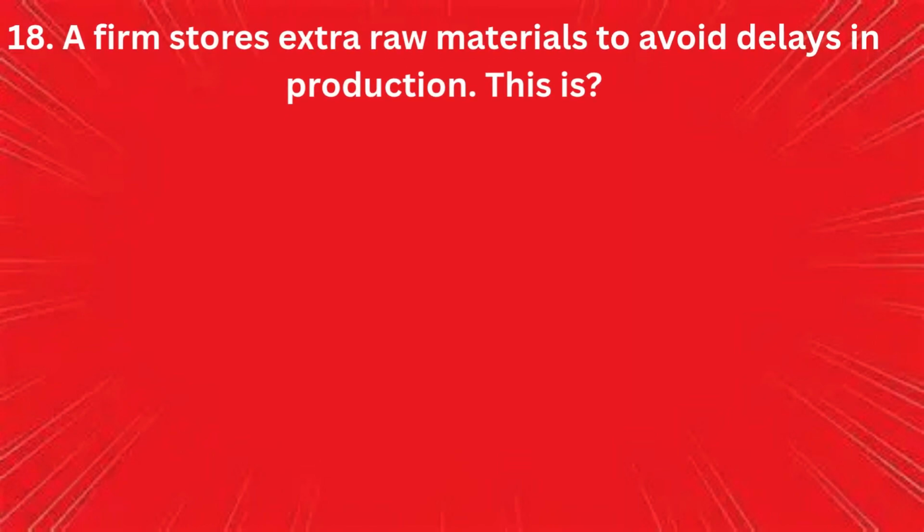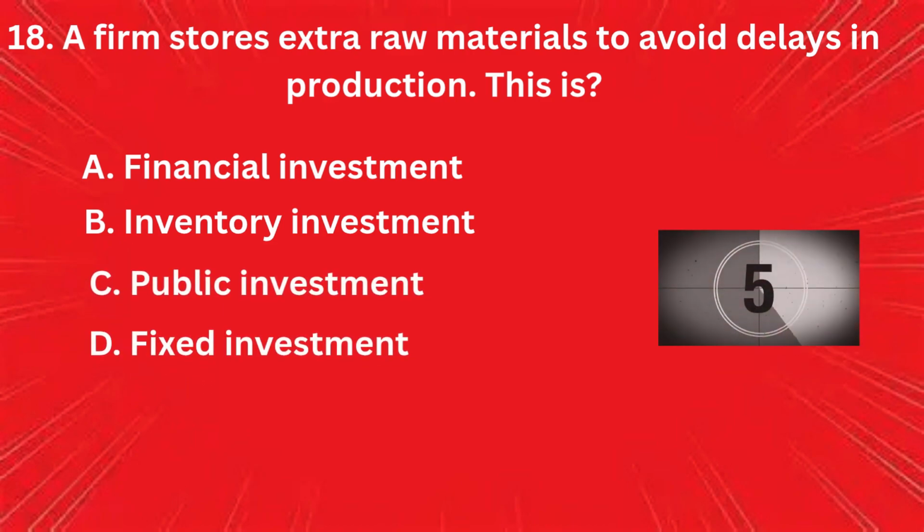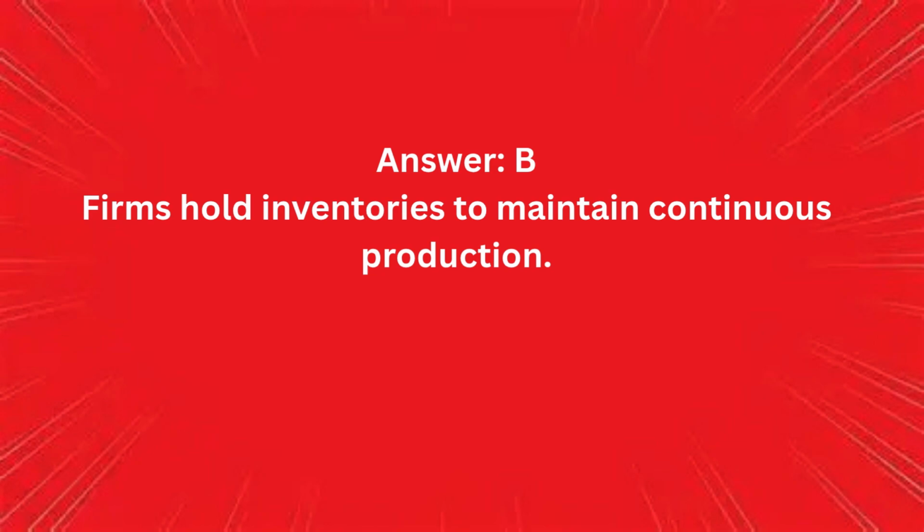18. A firm stores extra raw materials to avoid delays in production. This is A. Financial investment. B. Inventory investment. C. Public investment. D. Fixed investment. Answer, B. Firms hold inventories to maintain continuous production.